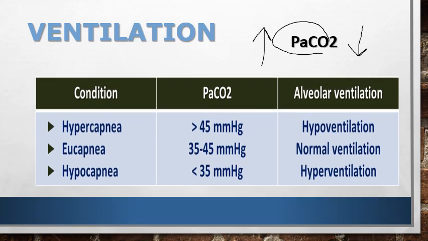And this table shows that the normal patient has a level of partial CO2 between 35 to 45, and it's normal ventilation. If the level of CO2 is higher than normal, the patient is hypoventilated. He can't get rid of the excess CO2. When the patient is tachypneic, or has a rapid respiratory rate, he will get rid of more CO2 than needed, so the patient is called hyperventilated, and the figure will be below the lower limit, which is 35.